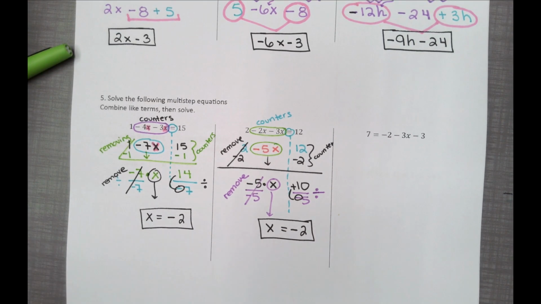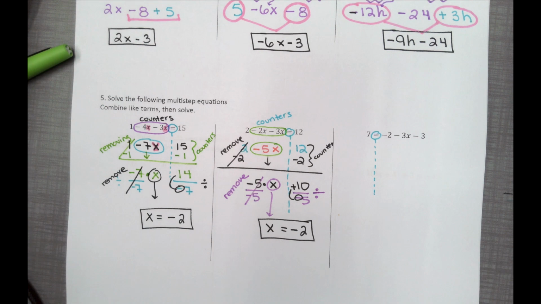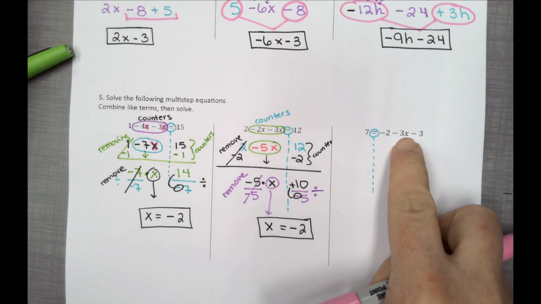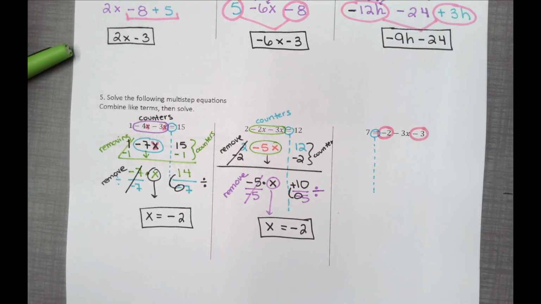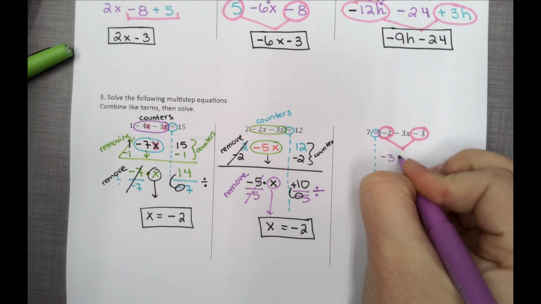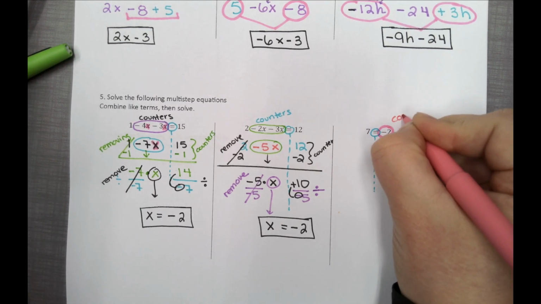One more combining like terms here. Circle your equals, dotted line. Look at what we need to combine. Notice that we actually don't have x's. I have just this term of x, but I do have a -2 without x's, and I have a -3 without x's. So this example shows you that sometimes you're going to need to combine like terms where there are terms without any letters. So here we have -3x, and this is counters again.